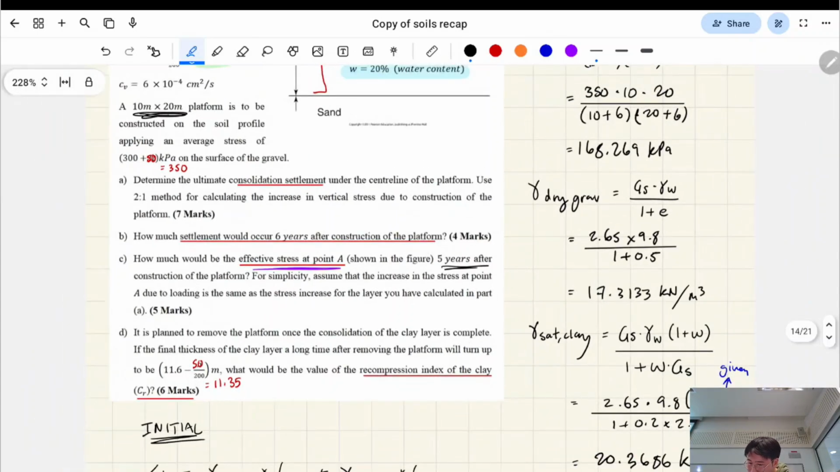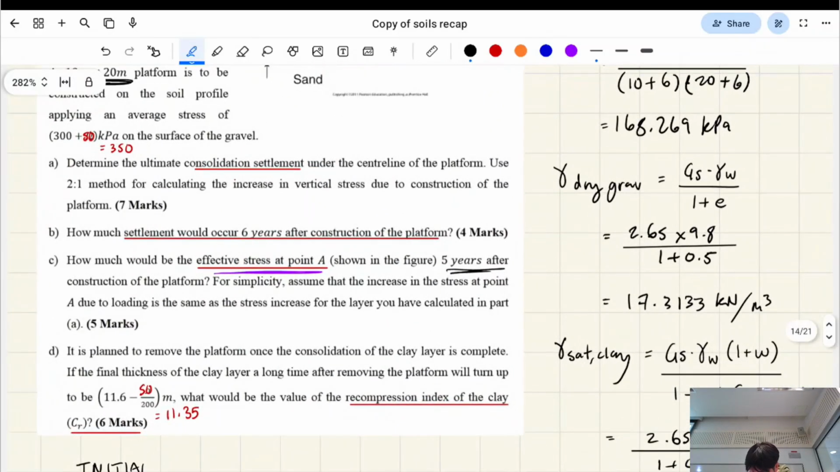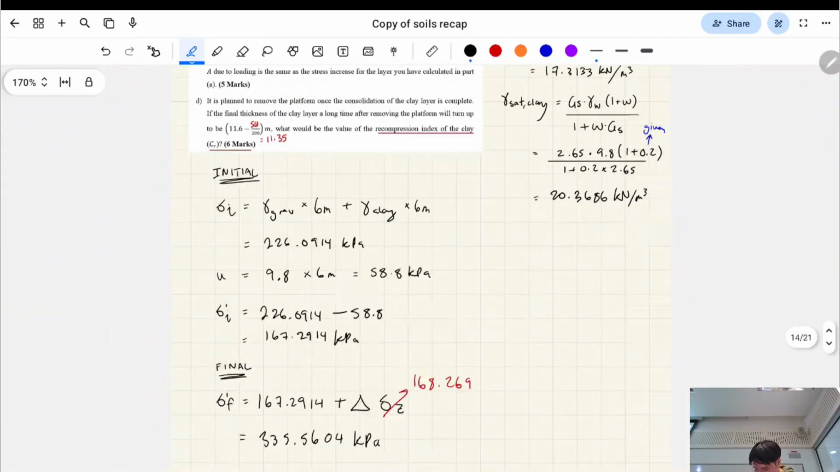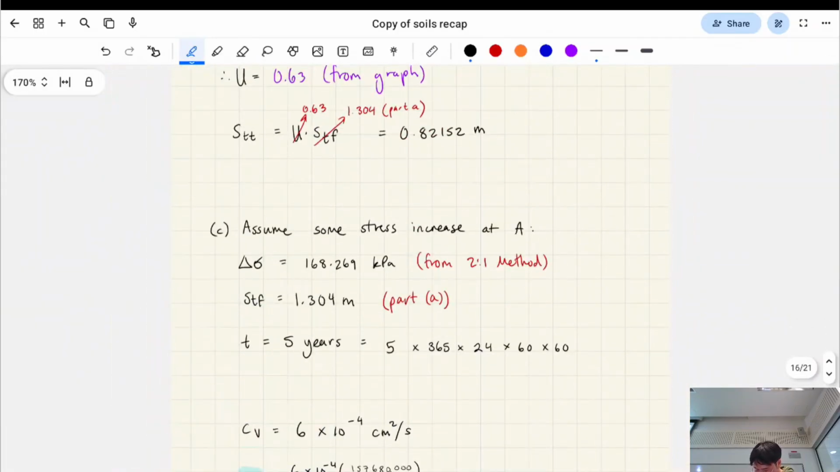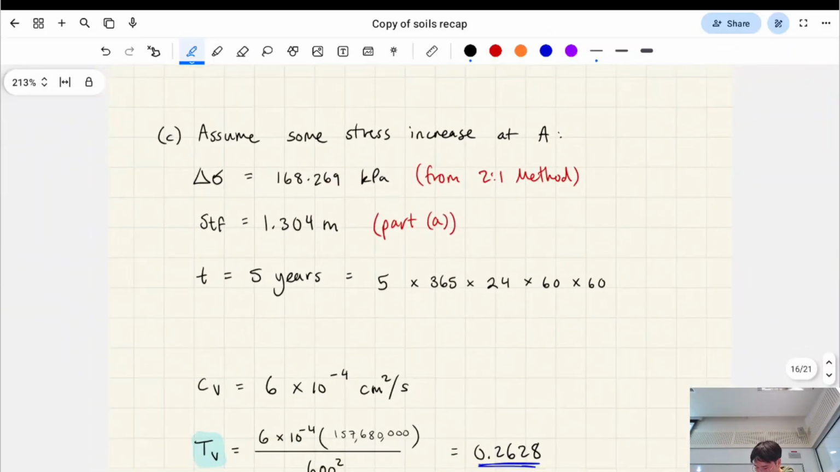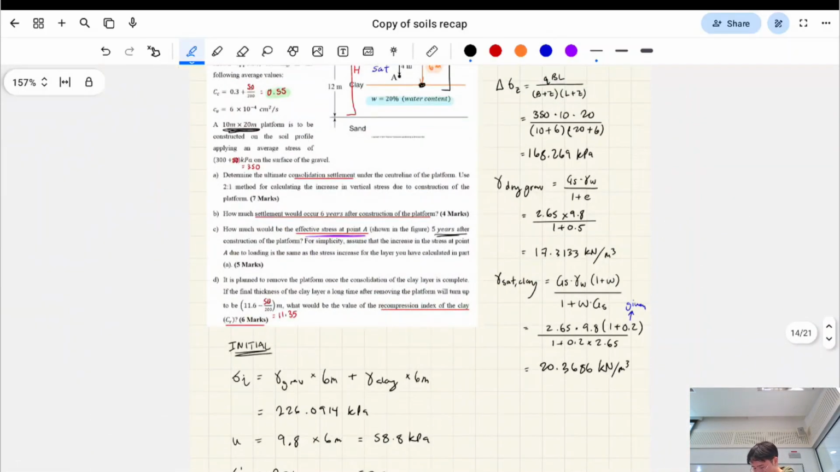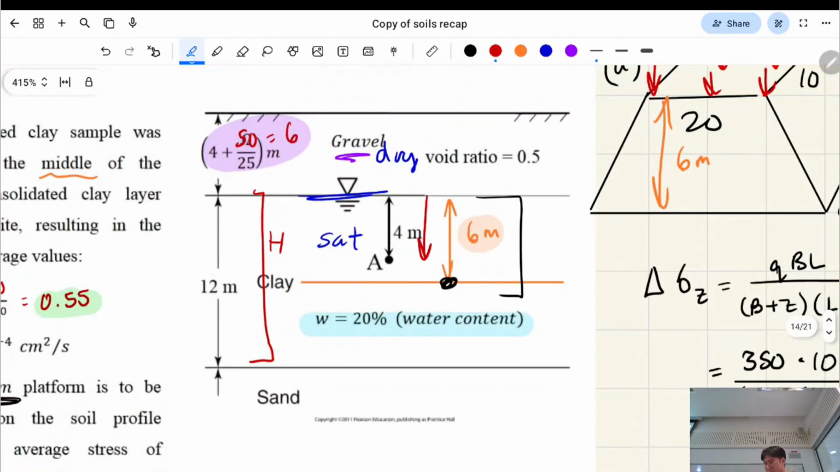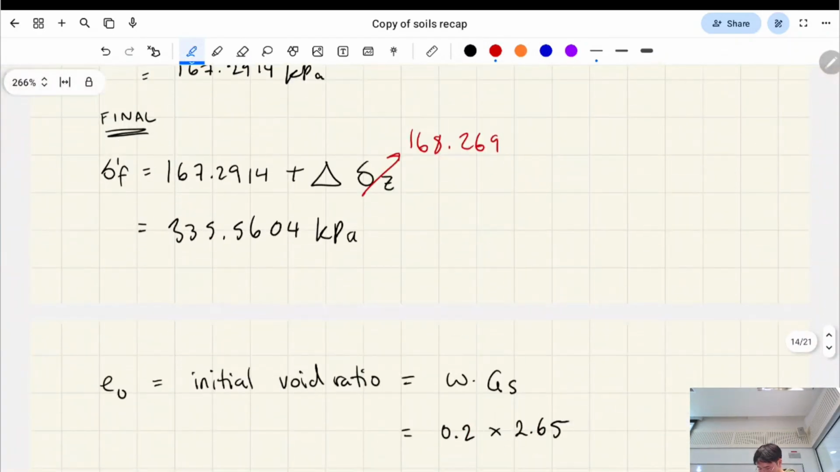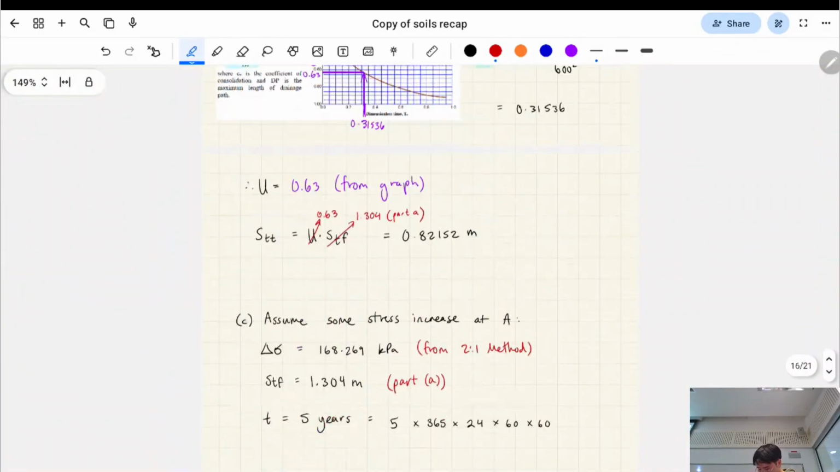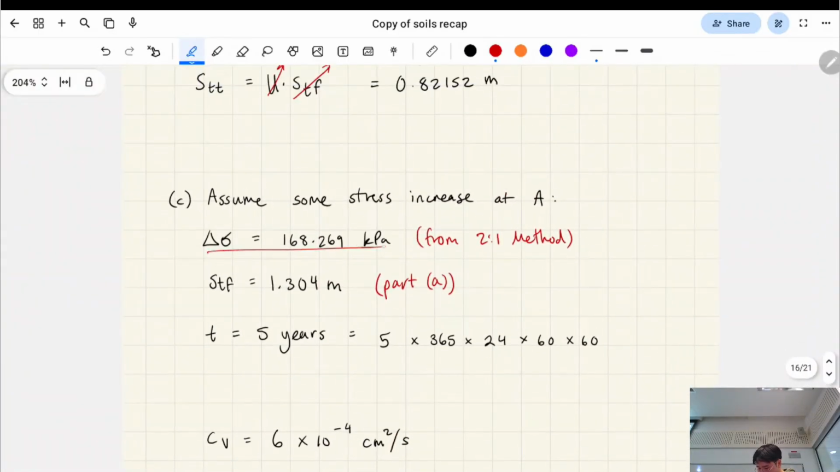Give me one sec. Okay, sorry. Let's just do the question. Oh, sorry. So let me show you point A. Point A is 4 meters into our clay layer, right? So it's not in the middle. It's just a little bit above the middle of the clay layer, right? So it's going to change the way that we have to do things, right?